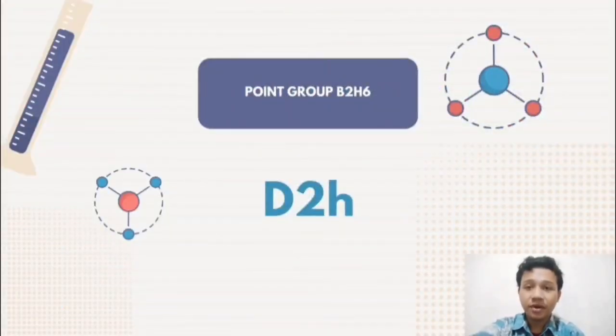Diborane belongs to the point group D2h because it has three mutually perpendicular C2 rotation axes, one horizontal mirror plane separating the upper and lower bridge hydrogens, and two vertical mirror planes splitting the terminal hydrogen pairs. In addition, this molecule has a center of inversion located at the center of the B-B bond, where each atom has its symmetrical pair. The combination of these symmetry elements makes diborane fulfill the complete characteristics of the D2h symmetry group.